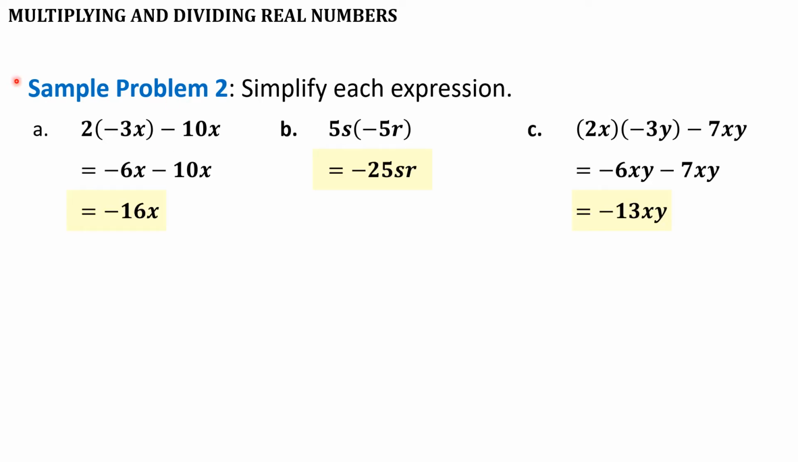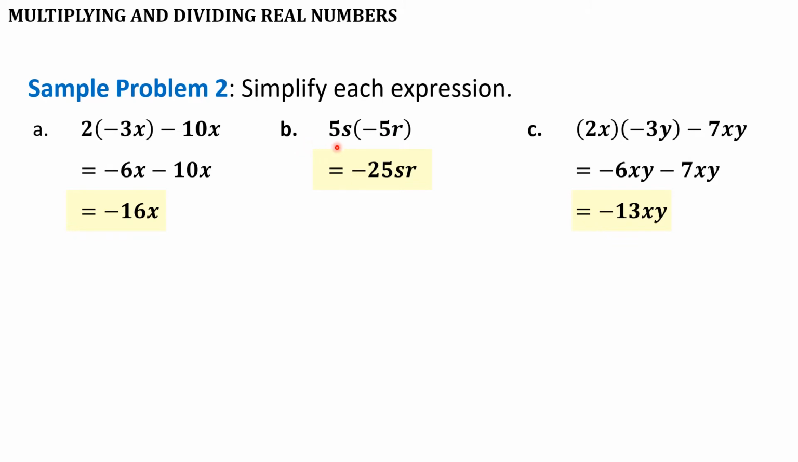All I did right here was follow my order of operations. I first have a multiplication and then I have a subtraction. I first did my multiplication, and 2 times 3x is going to be 6x. Because one of them is a negative and the other one is a positive, the product of that multiplication is going to be a negative number. Then I just took down my subtraction and solved for that. Negative 6x minus 10x is going to be negative 16x.